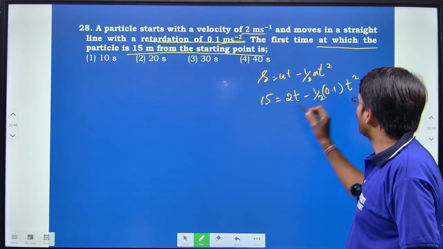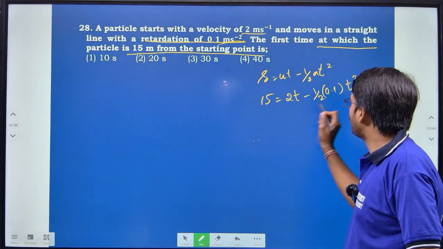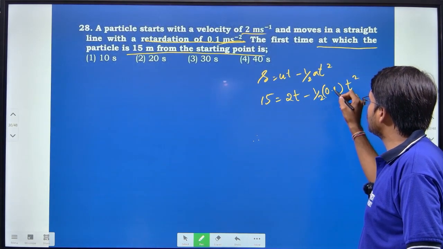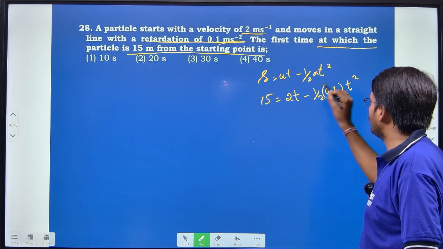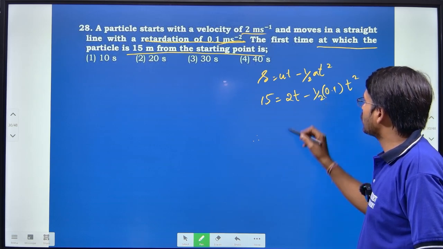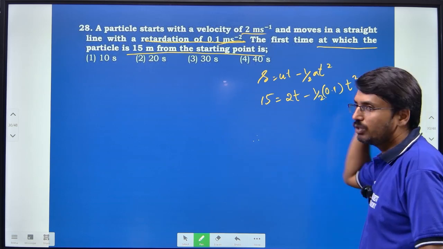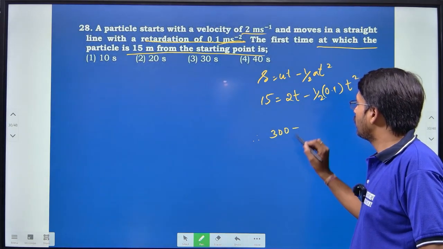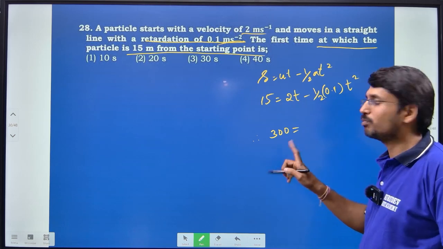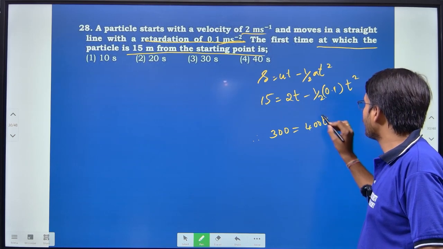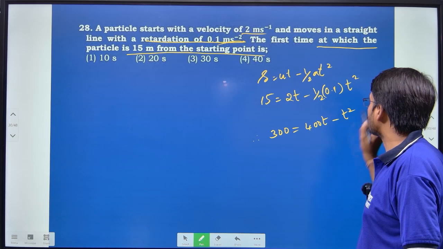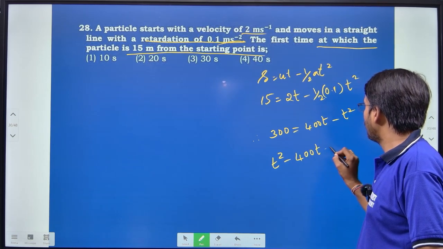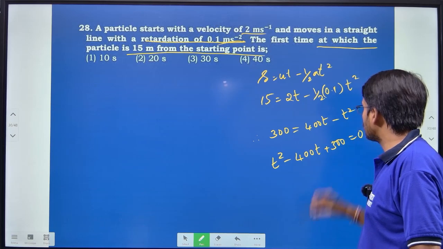If you simplify this, what do we get? 0.1, I take it as 1 by 10. 1 by 10 into 1 by 2 will be 1 by 20. So this comes to 1 by 20. If that is 1 by 20, multiply the whole equation by 20. 20 into 15 will be 300. That equals, multiplying the whole equation by 20, 400t minus t square. Or if you simplify further, it is t square minus 400t plus 300 equals 0.